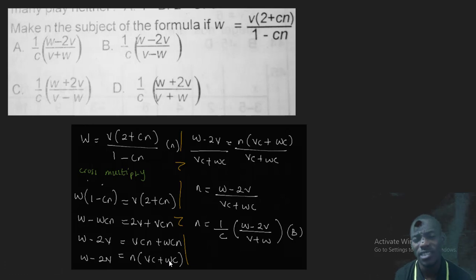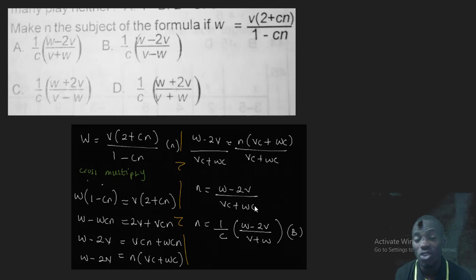Now you might be saying, but C is also common. But no, I am not looking for C, so I don't have to solve C. So it will become bracket VC plus WC, right? Now this VC plus WC will come under this one, and that will be my answer. So W minus 2V equals N bracket VC plus WC. I'm cutting out this VC plus WC from this side to this side. It will now become N is equal to W minus 2V over VC plus WC.